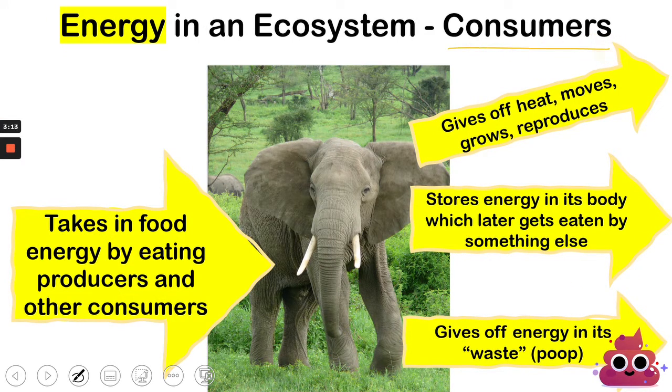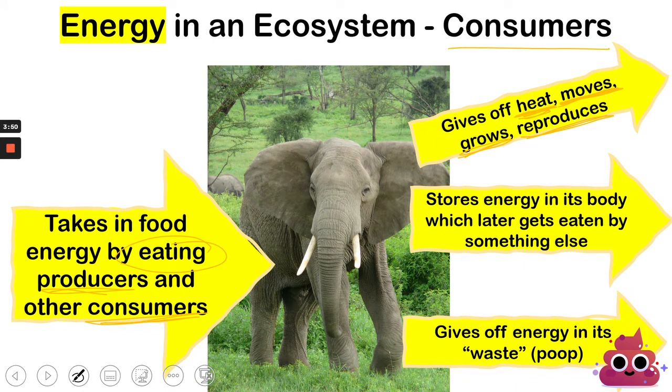So what about consumers? How do consumers get their energy? Well, they take in food energy by eating producers and sometimes by eating other consumers. So plants are storing the sun energy, but consumers are getting that energy when they eat plants and other animals. So when you eat something, because you also are a consumer, you are getting the energy from whatever you ate. So consumers are getting rid of some of that energy. Some of it gets given off as heat. Some of it you use to move and to grow and to reproduce.